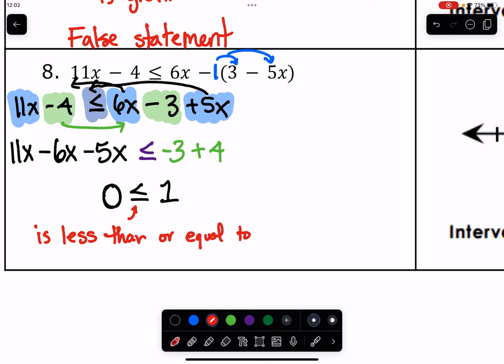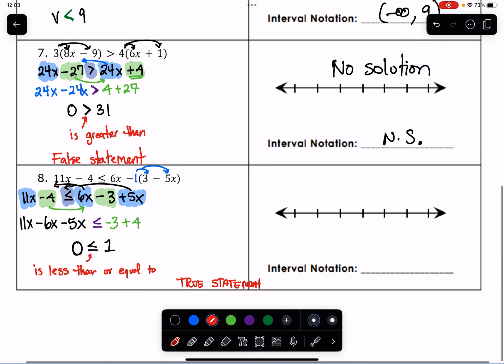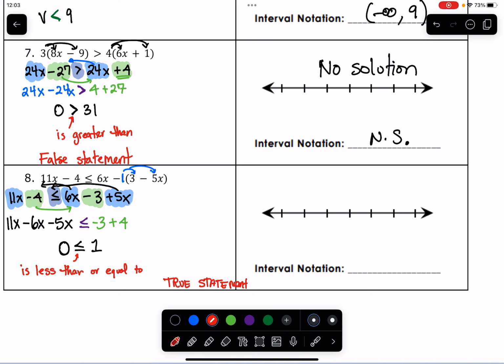So in this situation, because this is a true statement, when we eliminate the x's, we end up with 0 on the left. What that means in terms of the solution is that there are infinitely many solutions. So we're not going to actually label the values underneath here, but this is going to be from negative infinity to positive infinity. So our interval is all real numbers.